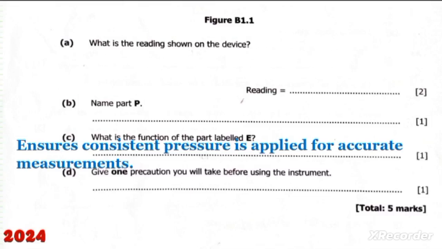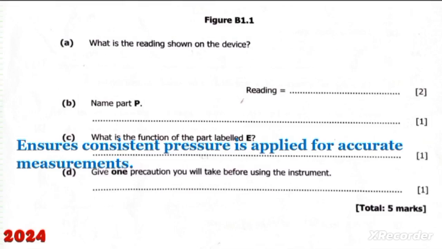The last part of question B1 from the 2024 past paper is question B1D. Give one precaution you will take before using the instrument. The instrument we are talking about here is a micrometer screw gauge. So I gave the precautions that we need to put into consideration before using the micrometer screw gauge.